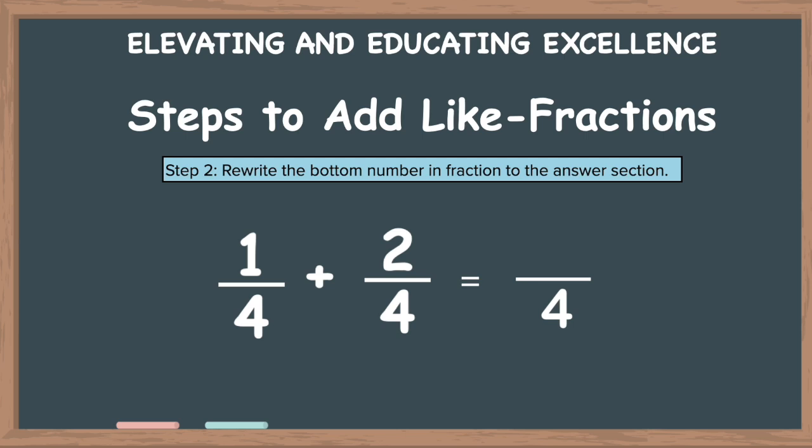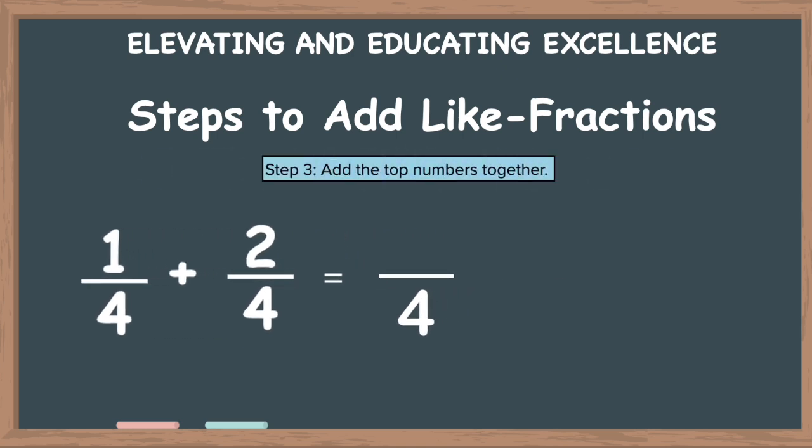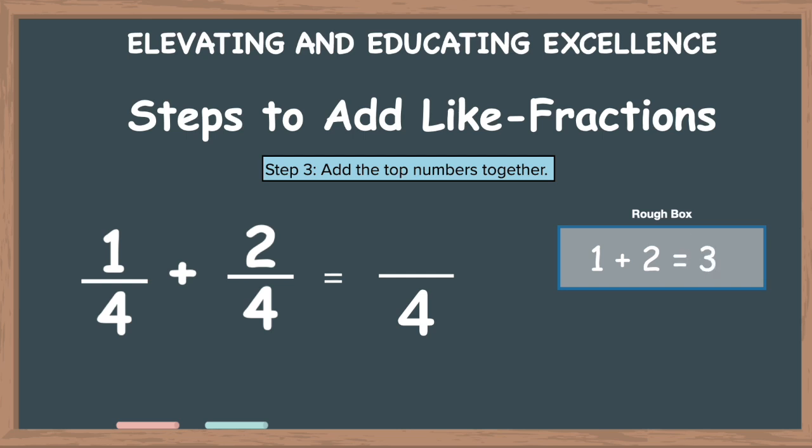Now let's determine how we get the top number of the fraction. Step number 3, what we do is add the top numbers together. So let's first draw a rough box, and in that rough box, we're going to write 1 plus 2. 1 plus 2 equals 3. So that is going to be our top number. So the answer for 1/4 plus 2/4 equals 3/4.